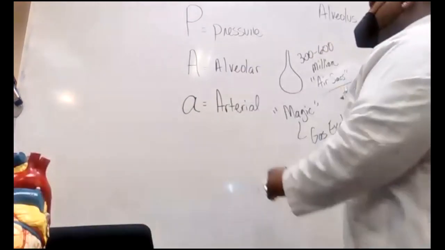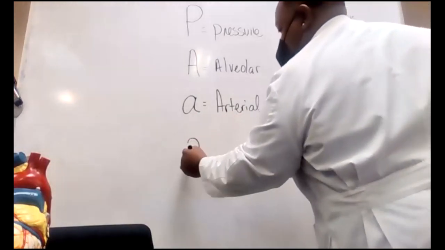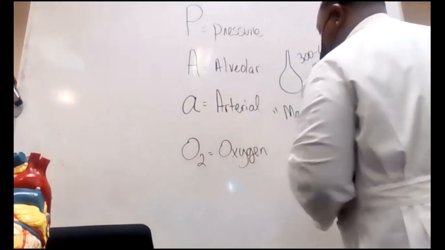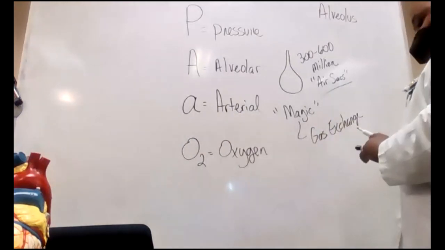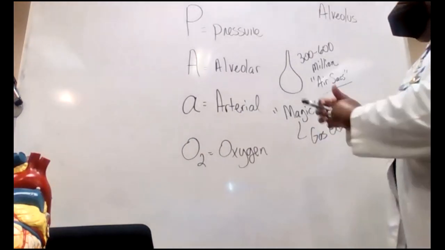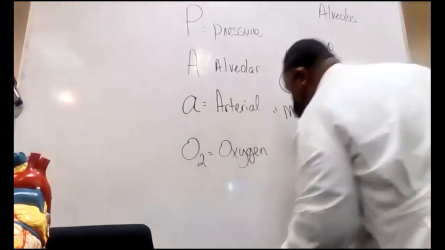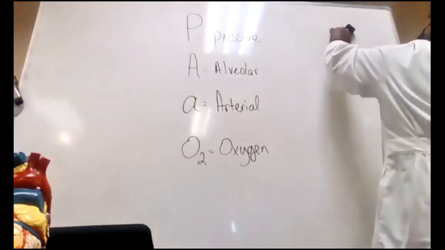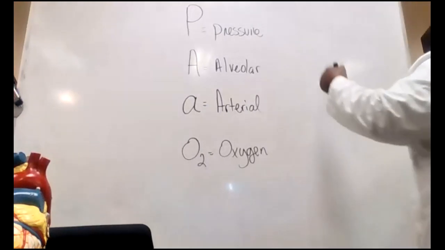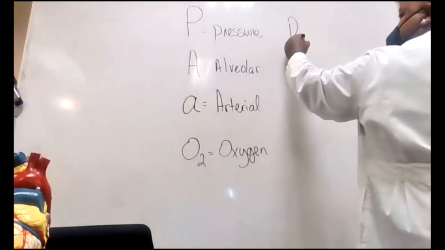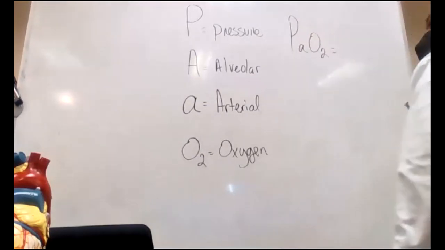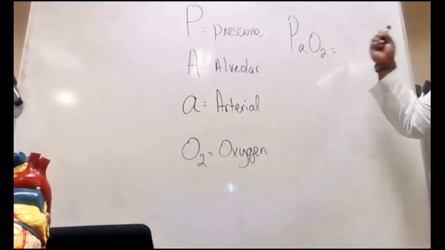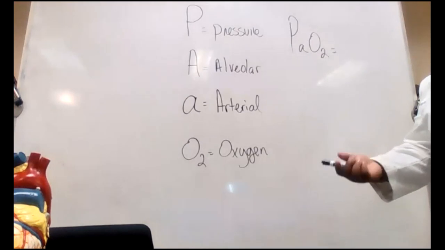Now, we said O2 was oxygen, right? All right, so let's put it together. I'm going to put these abbreviations so you can tell me what you think it is. P little a O2. What do you think that is? Break it down. Pressure of, that's it. The pressure of arterial oxygen.